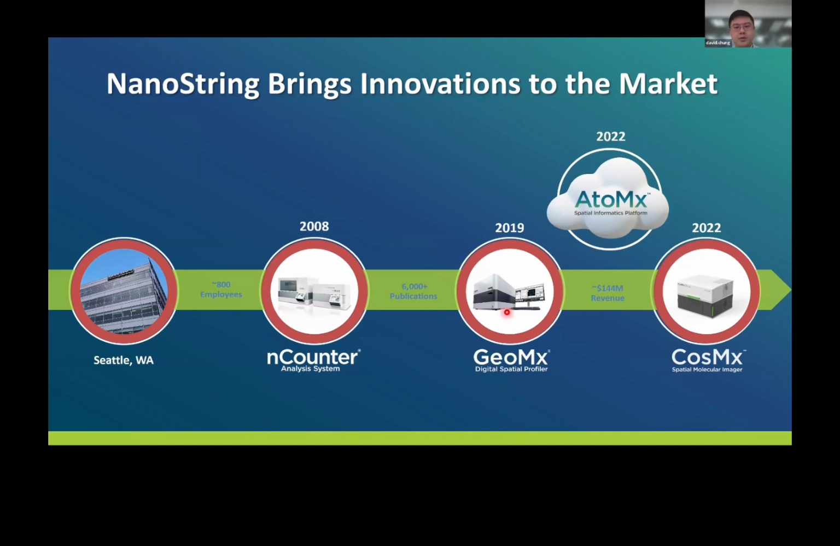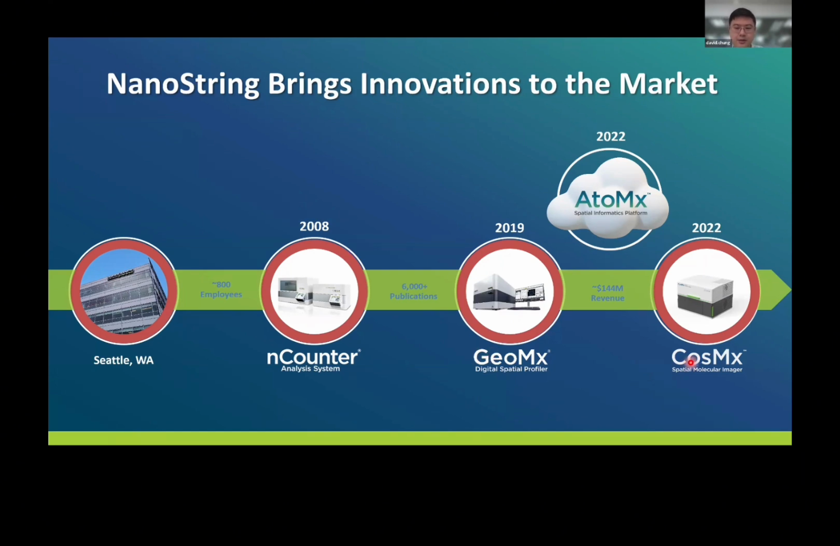So over the span of 3 years, in 2019, they came out with this GeoMx digital spatial profiler. And then just 2 years ago, they came out with an even newer platform called CosMx Spatial Molecular Imager. And in the same year, they also came out with AtoMx, which is a cloud-based data analysis platform, which helps the user to analyze their spatial biology data on cloud.